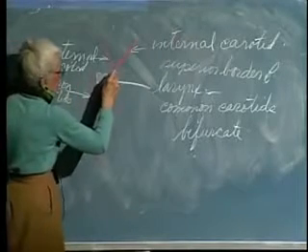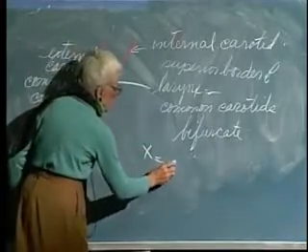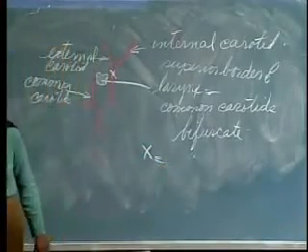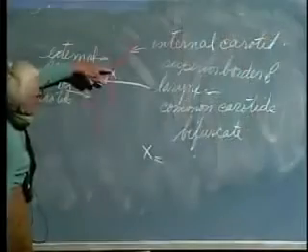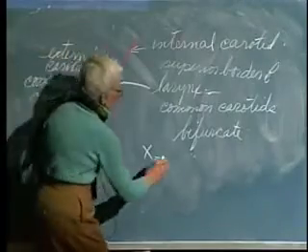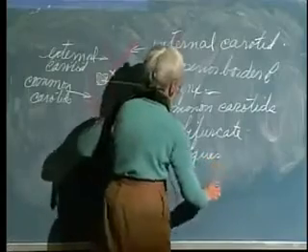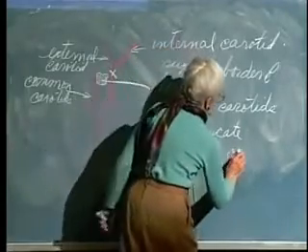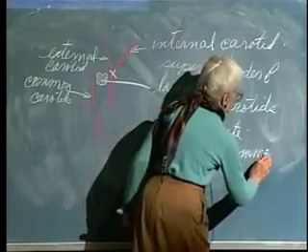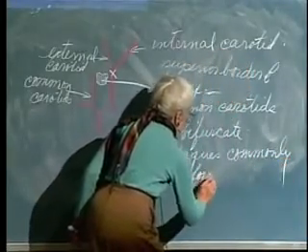At that point of bifurcation, that is a common site for plaques to form, because you're coming up and you hit the top here before it goes off. So plaques commonly form at bifurcations.